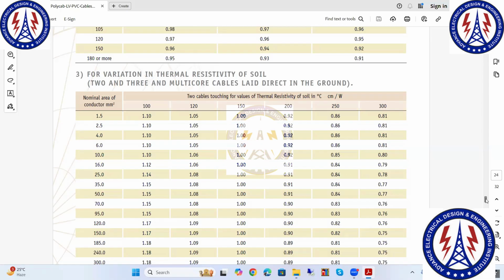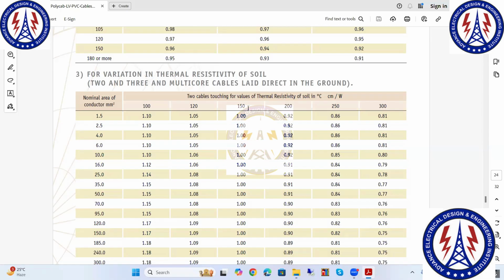Okay. So this data is basically required from the client. They will do the soil survey, and based on that, the inspector will measure the thermal resistivity value of the soil, and that is used in the sizing calculation.